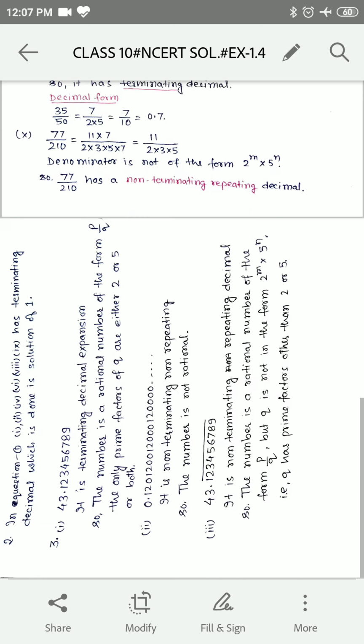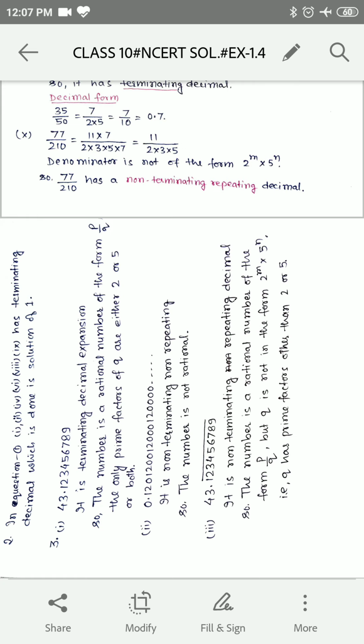Now let's move to question number 2. In question number 1, the first, second, fourth, sixth, 8th and 9th have terminating decimals, and we have already seen the decimal expansions in question number 1 only. So let's move to question number 3.